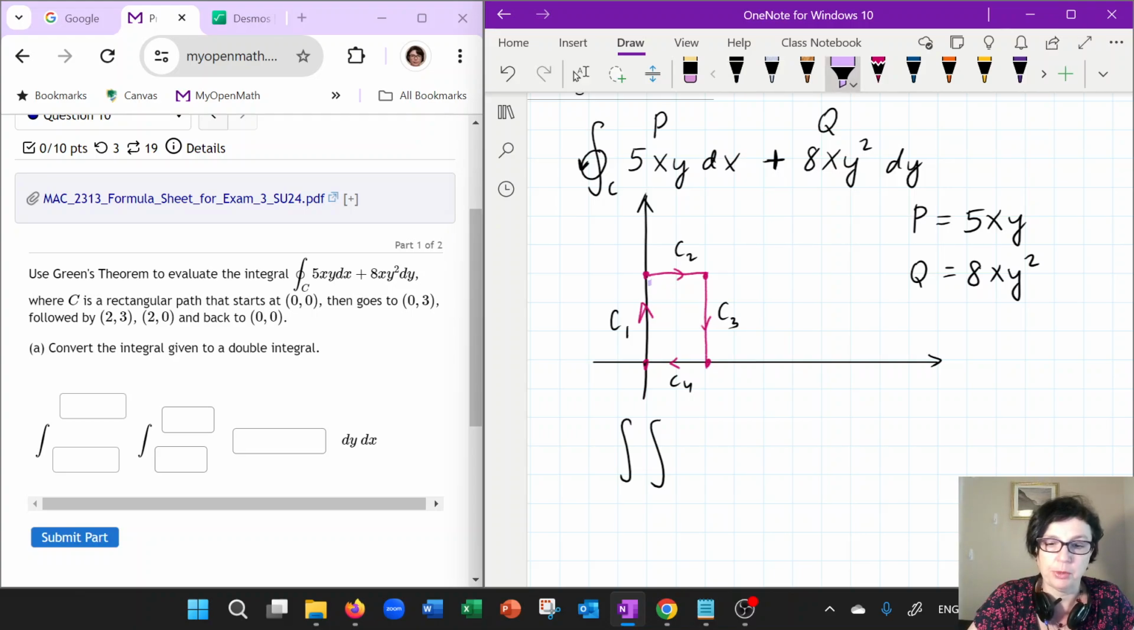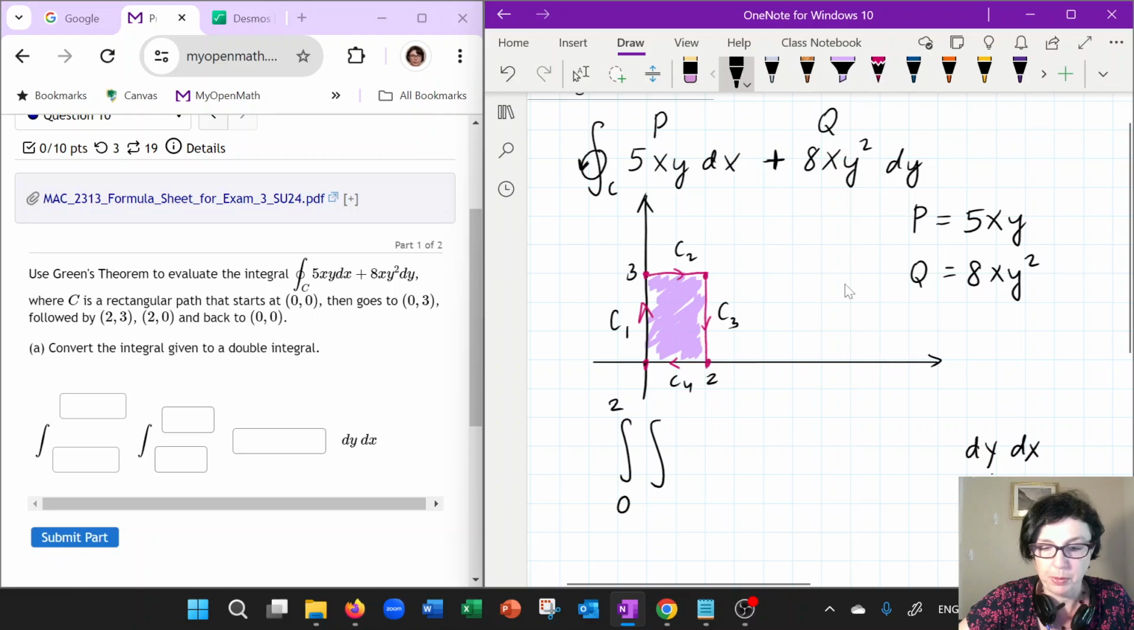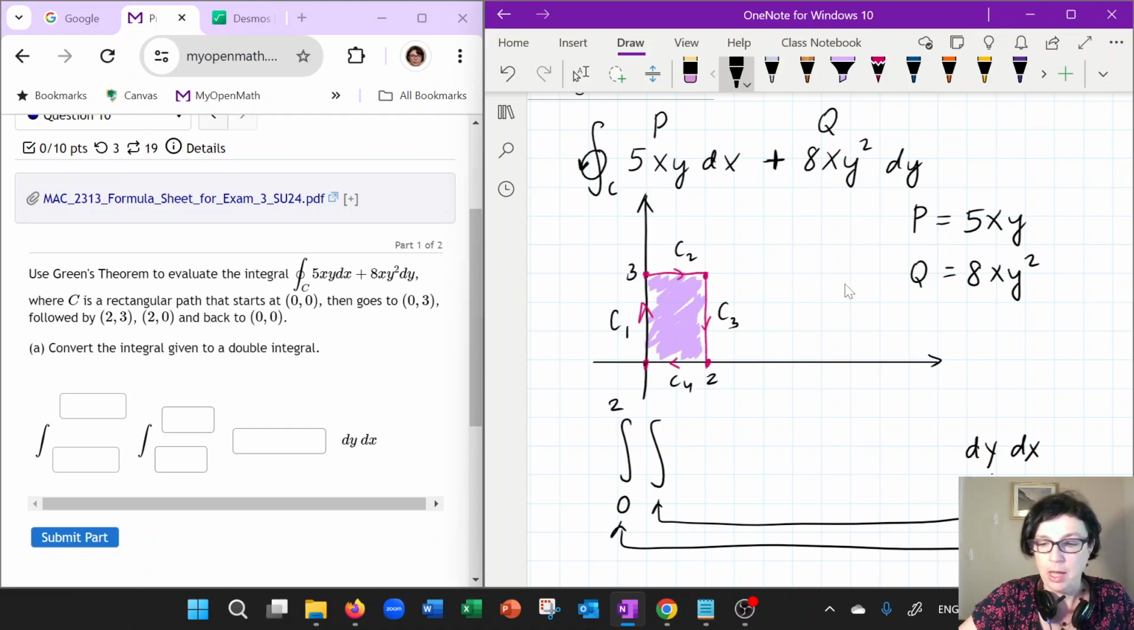Instead, I'm going to use Green's theorem. So Green's theorem says this. Why don't we double integrate over the region enclosed by this curve? And remember, this is a closed curve, which means that there's going to be some region inside. And this region is a rectangle, so it's pretty easy to integrate over. And let's set it up. So we're going to have dy dx. The x limits will be the outside limits, and so those will be 0 to 2. And then the y limits will be the inside. The y limits go from 0 to 3.